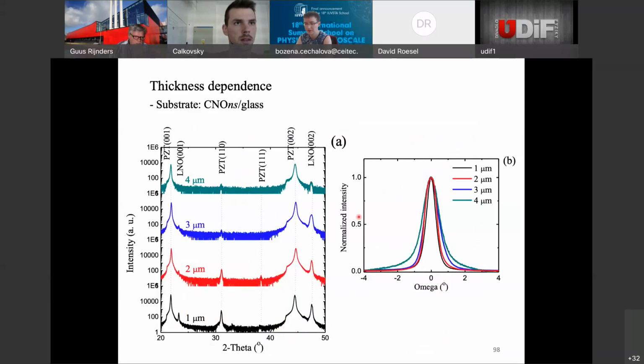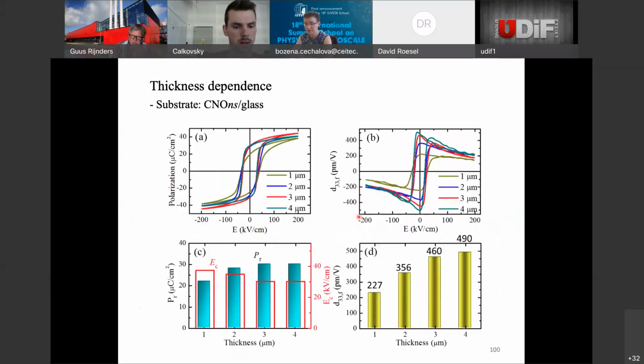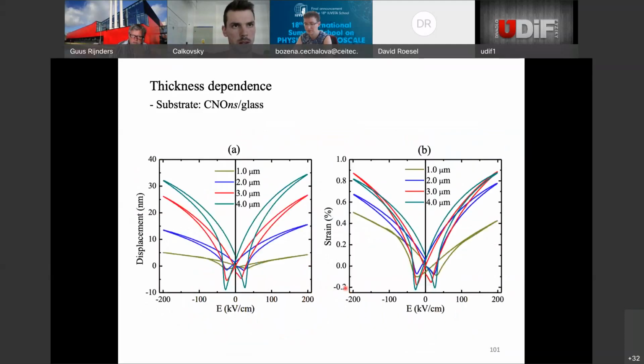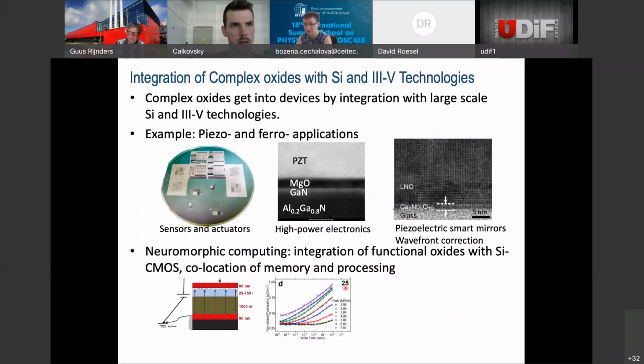And this is thickness dependence. I will skip this one slide. Again, with thickness, you can also have these high d33 values there. So it's an interesting way. These are strain curves. I don't want to go into too much detail there. And that brings me to my conclusion.